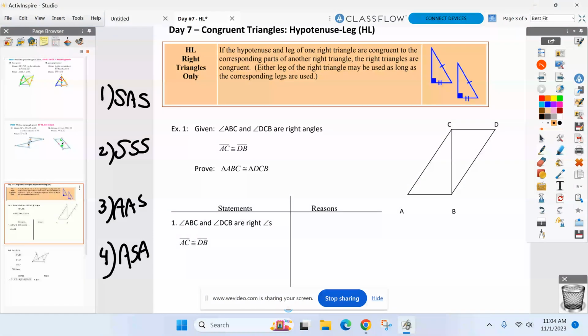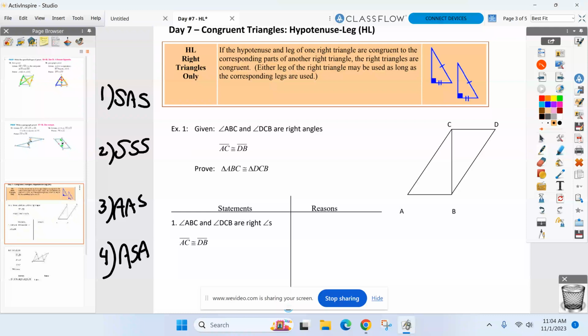All right. Today, the 5th and final method. And I spend a whole day on this. I do it after the quiz because it is so unique compared to the other 2. All right. This method is called HL. HL. Again, the letters are even different than what we're used to.